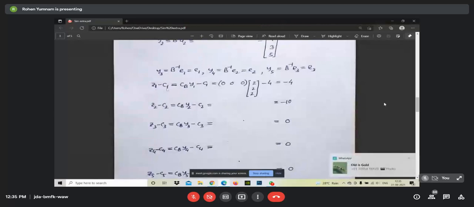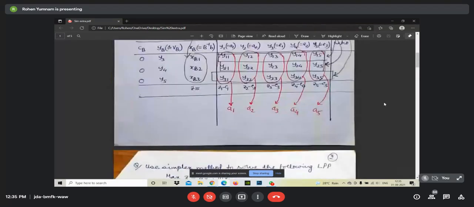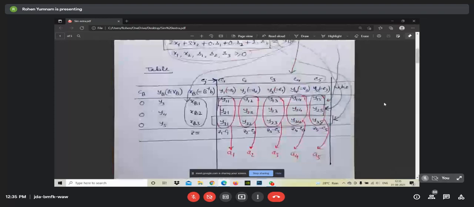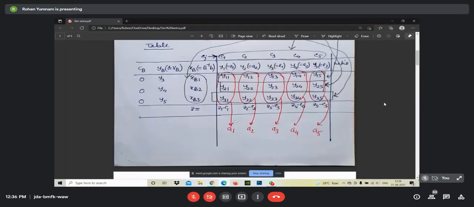See, Z1 minus C1. What is Z1? Z1 is CB Y1. Let us see what I am saying. CB is this. Y1 is this. You multiply CB with Y1, and then that will be your Z1.